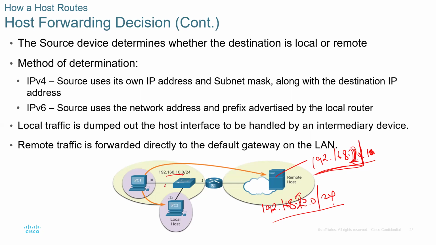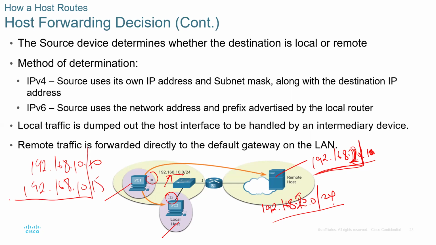So with this one, the network is 10.0. This one is 10.10. This one is 10.15. These numbers, they're the same. It means we're in the same network. So how does the source determine if the destination is local or remote? If the source and destination have the same network ID, it means they are local. So these two are local.